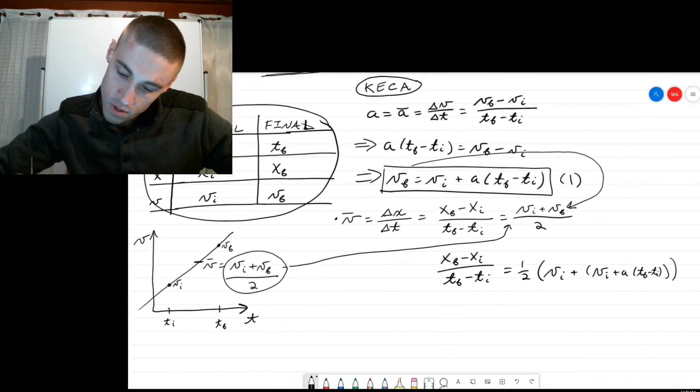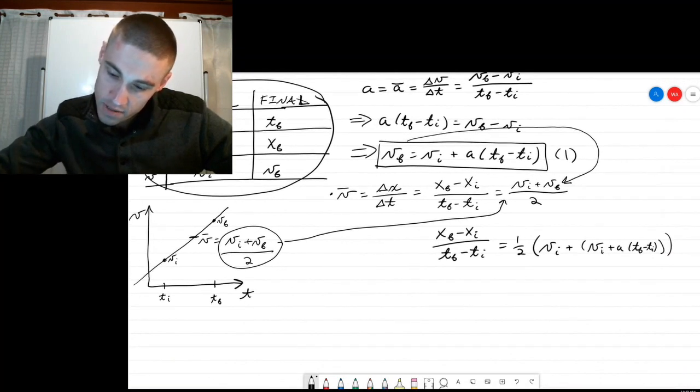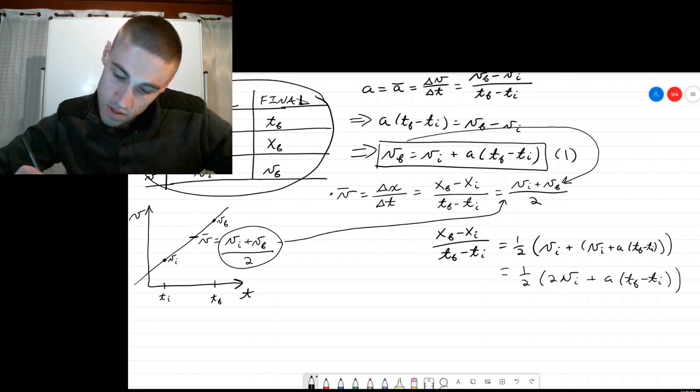So I can just do a little bit of algebra on this. Note that these two v initials are the same, so I can collect like terms here, 2 v initial plus a times t final minus t initial. And that would be equal to the same quantity there. If I distribute this 1/2, I'll have v initial plus 1/2 times acceleration times this time interval here.